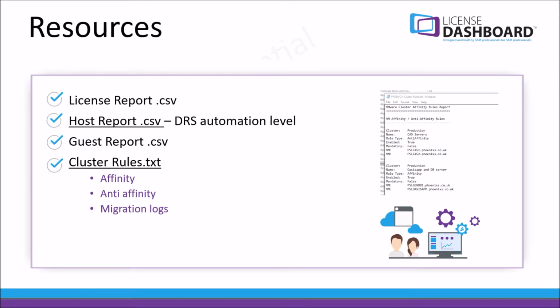And the two most important that I'd point out are the host report, which gives details about the mobility within a cluster, and then the cluster rules text file, which lists any affinity or anti-affinity rules which may override the mobility settings. So we'll just have a quick look at those.